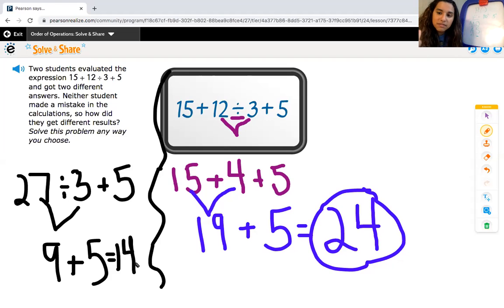So don't forget the orders of operation. You can use the abbreviation PEMDAS. P is for parentheses, E is for exponent, M is for multiplication, D for division, A is for addition, and S is for subtraction.